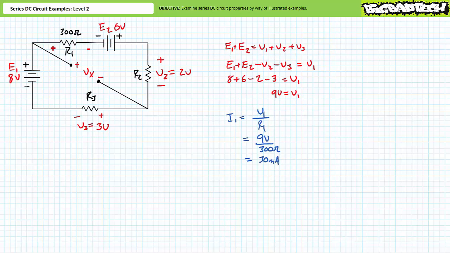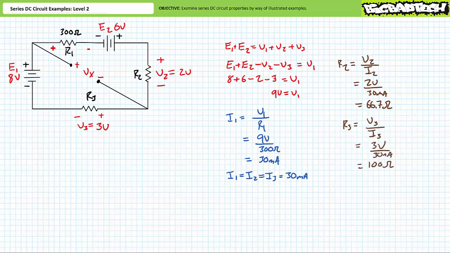An application of Ohm's law demonstrates I1 to be 30 milliamperes. Current through elements in series is the same. This is the most fundamental of series circuit properties. Source current equals I1, which equals I2, which equals I3, and they all equal 30 milliamperes. Given known voltage and known current, we can solve for unknown resistance R2. An application of Ohm's law demonstrates R2 to be 66.7 ohms. Similarly, an application of Ohm's law solving for R3 demonstrates R3 to be 100 ohms.